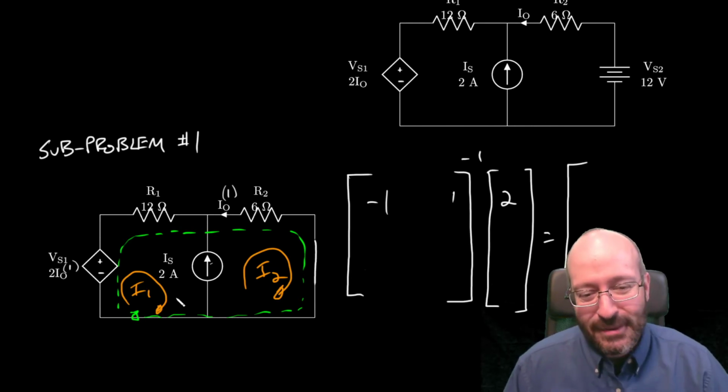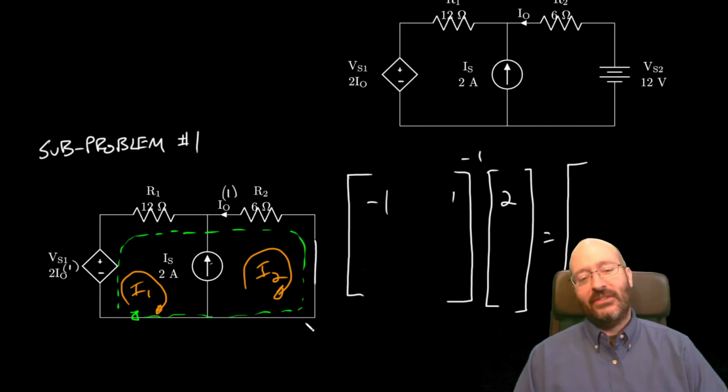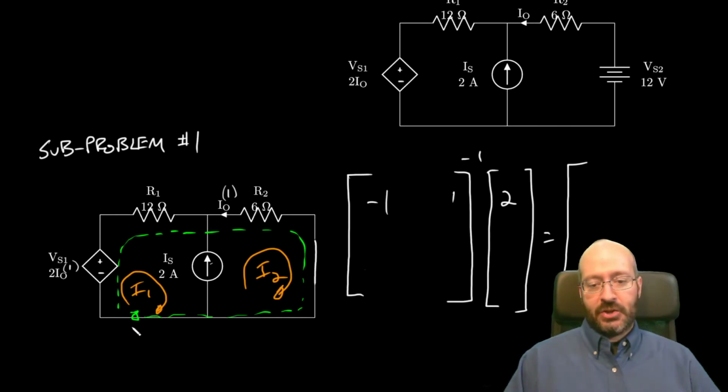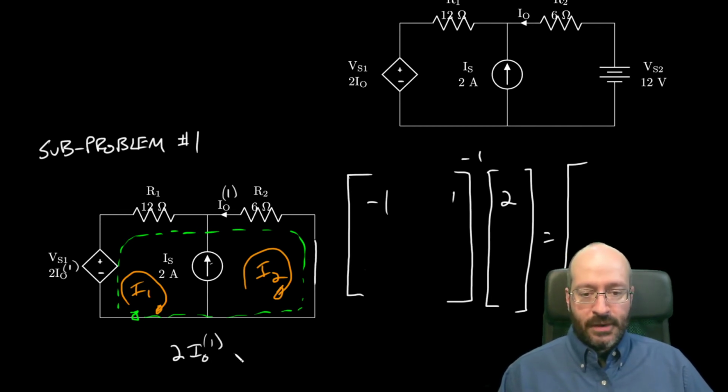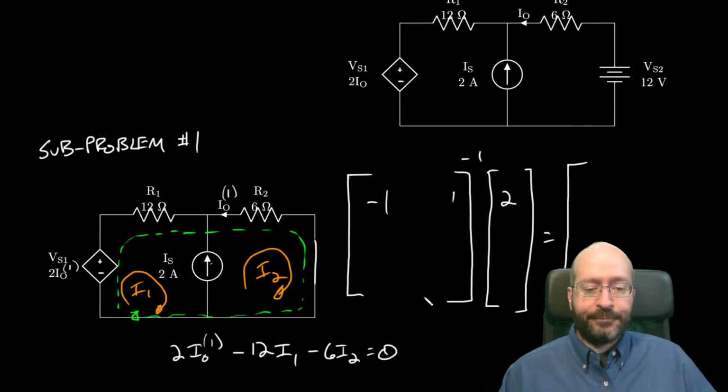Okay, KVL for the super loop or super mesh, whichever one you want to call it. We're going to go up across VS, and that is 2I out. So it's 2I out. And it's the first part of I out. We're going to drop across the 12 ohm, and that only has I1 flowing through it. We're going to drop across the 6 ohm, and that only has I2 flowing through it. And then we're back to where we started. So that's equal to 0.